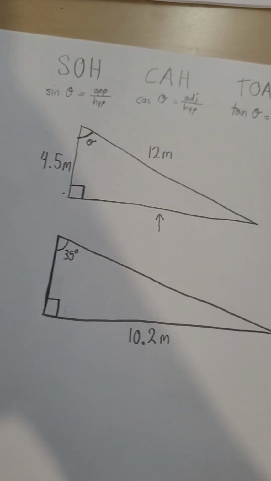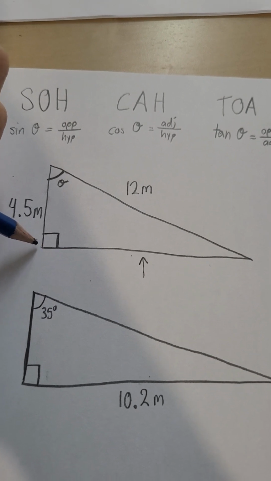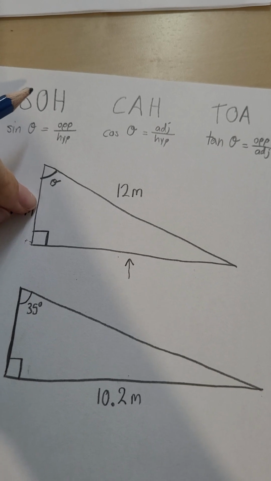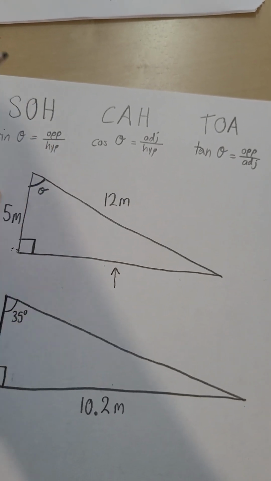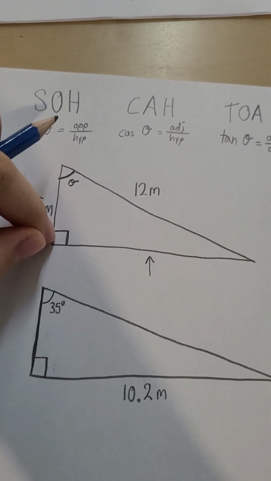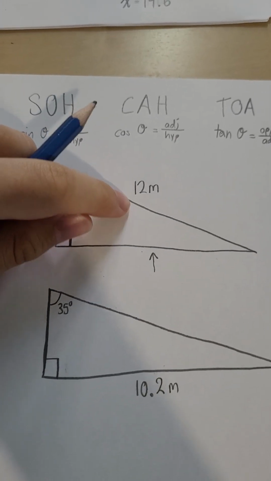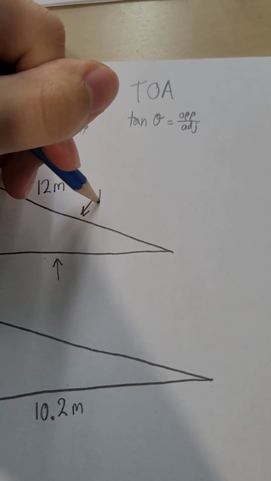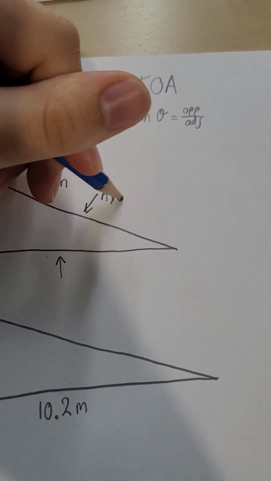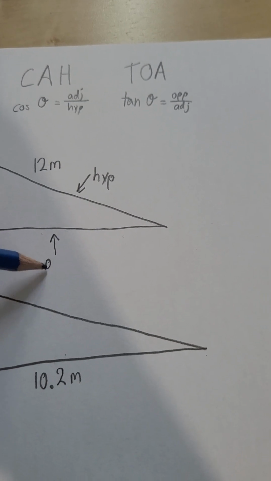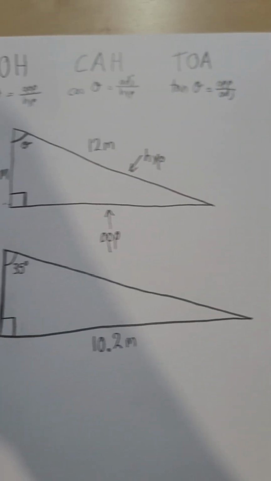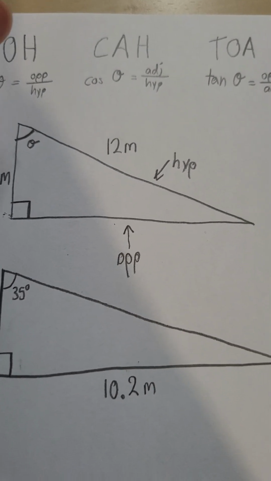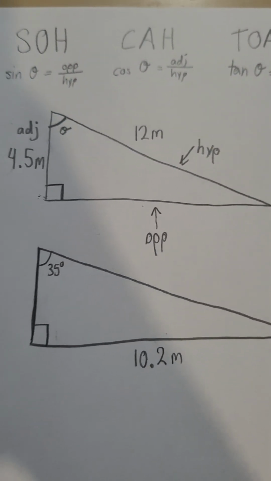Now the hypotenuse is always the side that is opposite from the right angle. See, this line and this line make up the right angle. Now the line that doesn't make up the right angle is the hypotenuse. So we can just label that hypotenuse, and let's just label this opposite. And now the last side is the side that is adjacent to the angle, so we will name that adjacent.